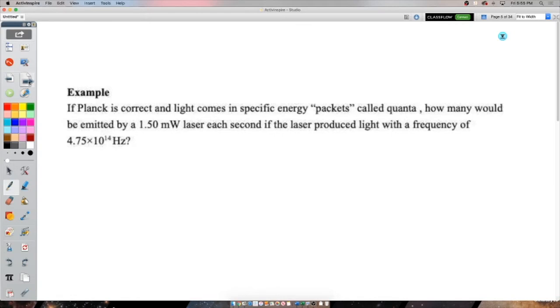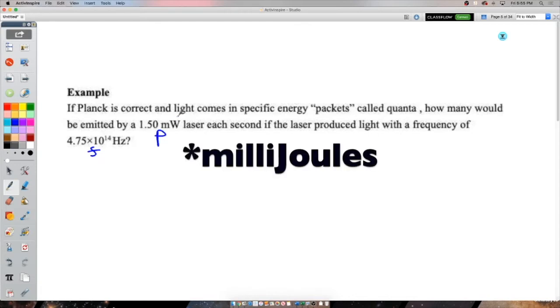How many would be emitted by a 1.5 milliwatt laser each second if the laser produced light with a frequency of 4.75 times 10 to the 14 hertz? So that's frequency, and watts. We haven't seen that since Physics 20, or at least not much. That's power. What's power? Again, just energy per time, right? So honestly, when I see 1.5 milliwatts, I don't even think about watts or anything. I think, okay, every second this thing releases 1.5 millijoules of energy. I right away turn it into energies in my head.